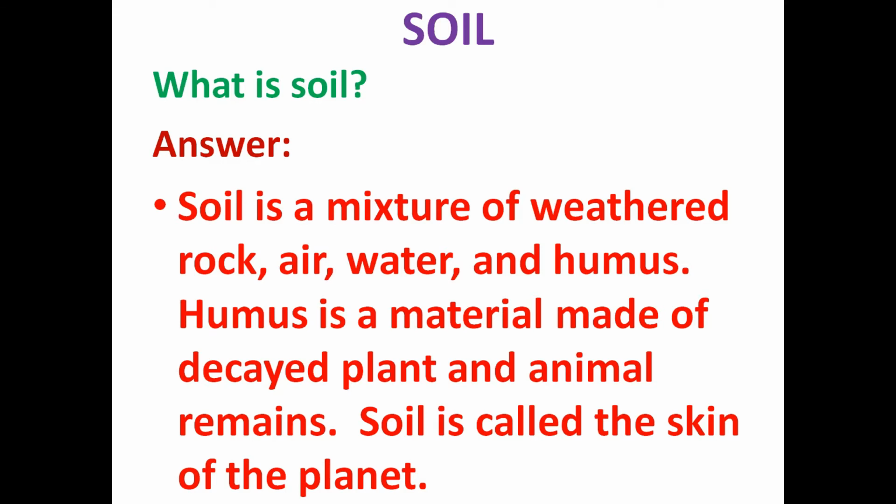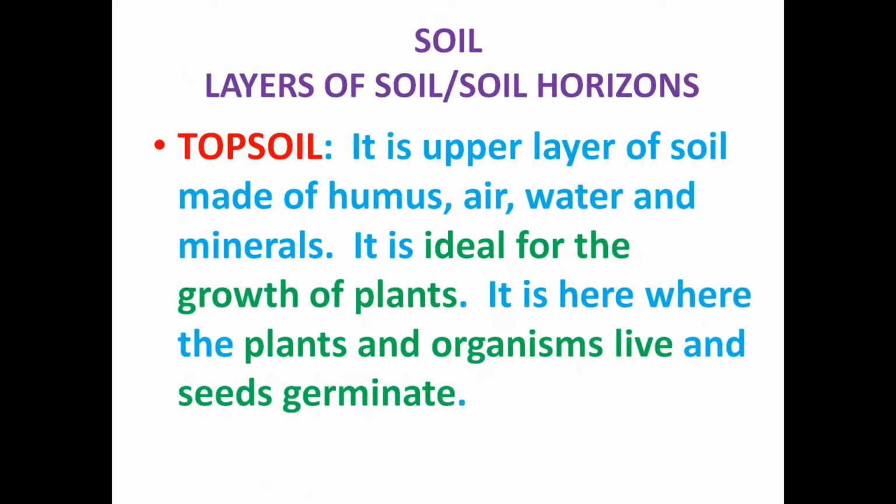This soil exists in the form of layers, which we read as soil profile. There are different layers of soil, like the topsoil. This topsoil is the upper layer of the soil, where we see the humus mixed up with the air, water, and the minerals. This soil is very rich for the growth of plants. So this is an ideal layer for the growth of plants. And here we find the plants and organisms living, and also the seeds germinate in this topsoil.